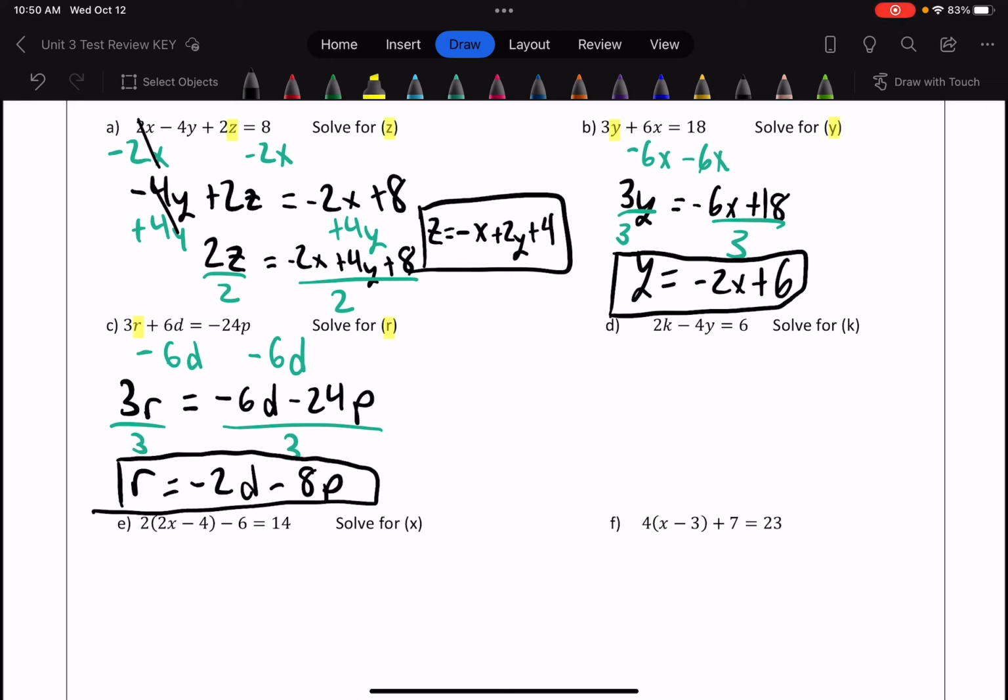For problem D, I've got 2k minus 4y is equal to 6. And it's asking me to solve for the variable k. My first step is to isolate my k term. So I'm going to add a 4y to each side. That's just doing that opposite operation from what's on the left-hand side. So that gives me that 2k is equal to 4y plus 6. And then I need to isolate k, and in order to do so, I need to divide each term by 2. So k is equal to 2y plus 3.